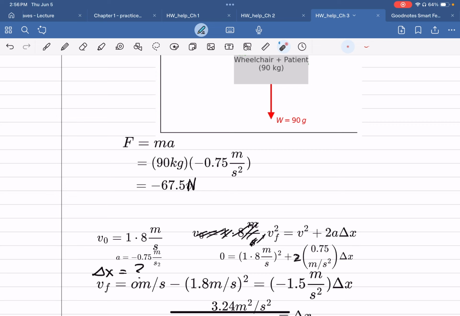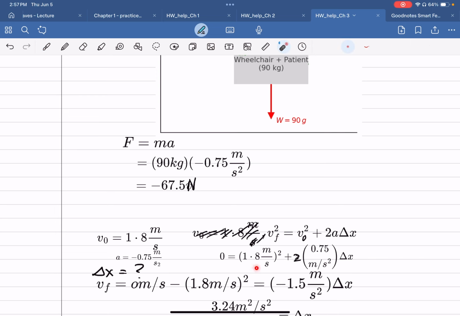So what is given is the initial velocity. The a is negative. Final velocity is 0. And we're looking for the distance. The formula to be used is vf squared is equal to v naught squared plus 2a delta x. So that's v naught. And then when you carefully substitute, you get 0 is equal to the initial, which is 1.8.